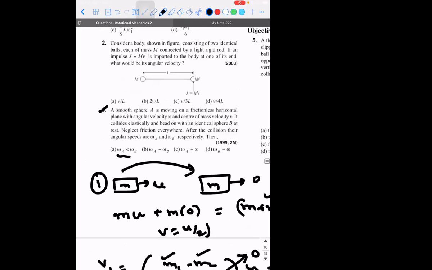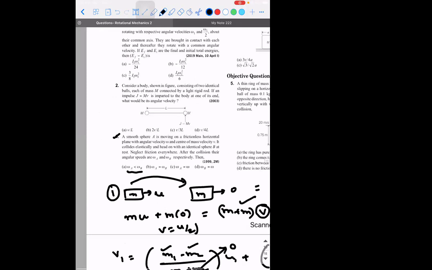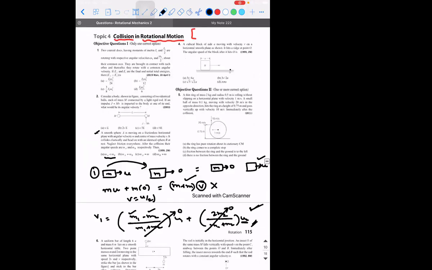Is there going to be a decrease in the velocity of the first object? Is the first option right or wrong? Sorry? It's right, sir. So how are you saying it is right? Omega A is less than omega B because it has become 0 and like that? Are you thinking in those terms?